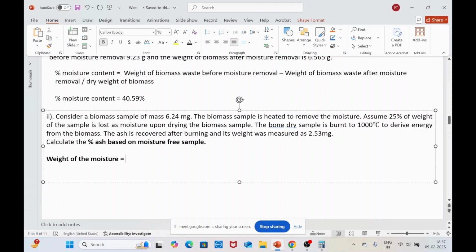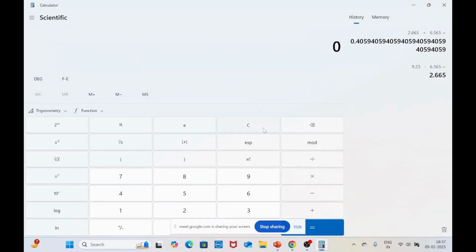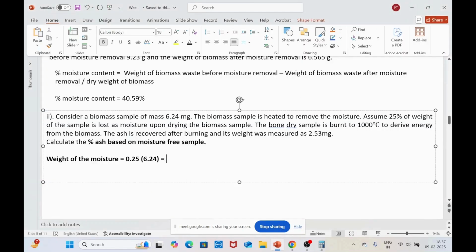So I will just start writing it. 0.25, that is 25 by 100, so I'm writing it as 0.25. 6.24 times 0.25 is 1.56. So 1.56 mg is moisture.